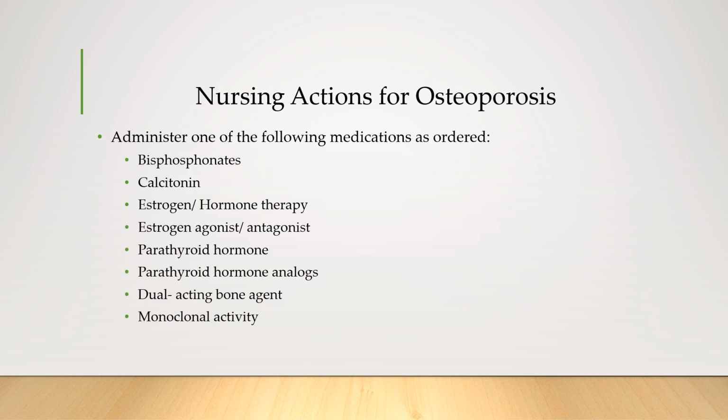Some nursing actions for osteoporosis. We could administer one of the following medications as ordered: bisphosphonates, calcitonin, estrogen hormone therapy, an estrogen agonist or antagonist, parathyroid hormone, parathyroid hormone analogs, a dual acting bone agent, and then monoclonal antibodies.